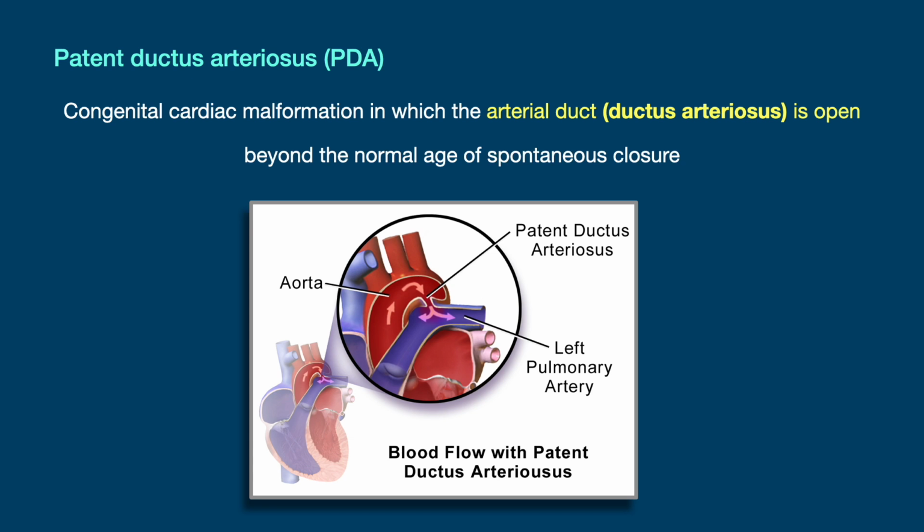PDA is a connection between the pulmonary trunk and the descending aorta. Usually the ductus arteriosus closes with the first breaths due to increased pulmonary flow, which enhances prostaglandin clearance. PDA is more common in premature babies, babies born at high altitudes, or those with maternal rubella infection in the first trimester.